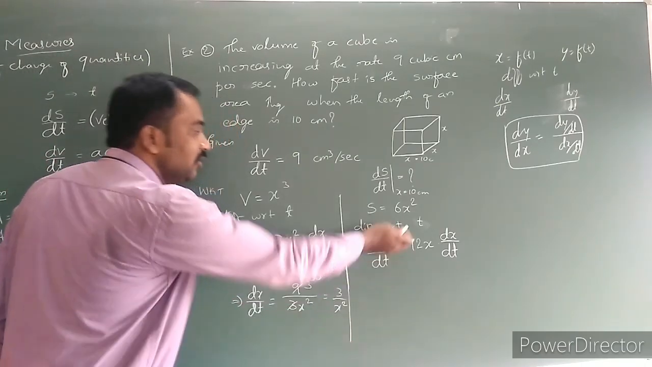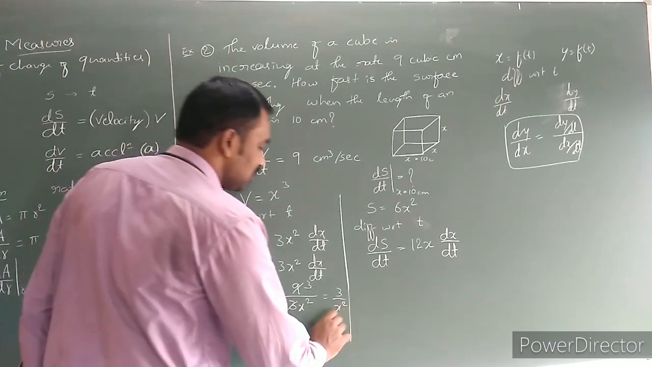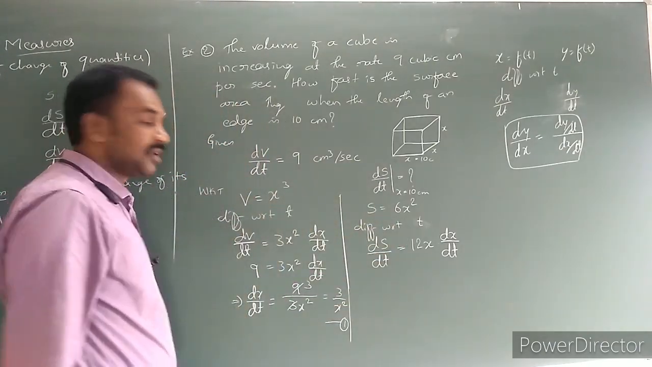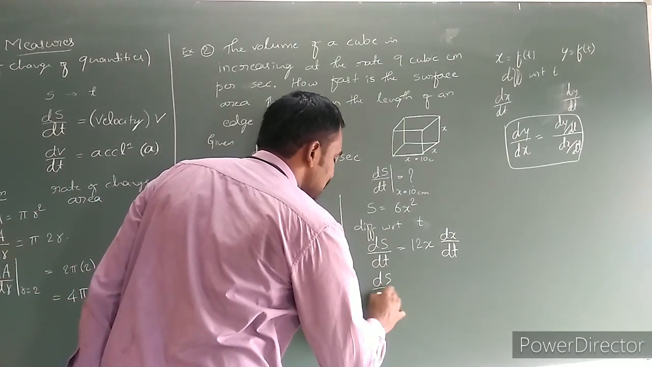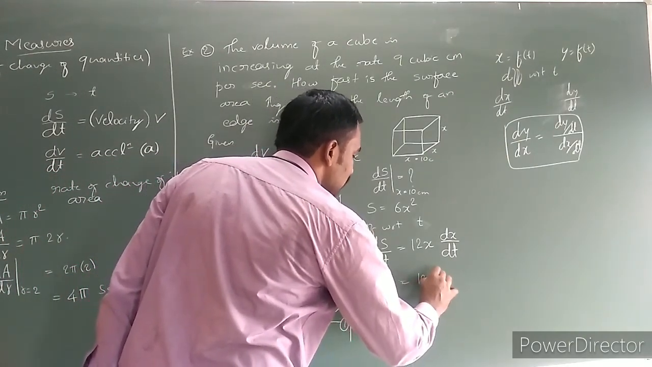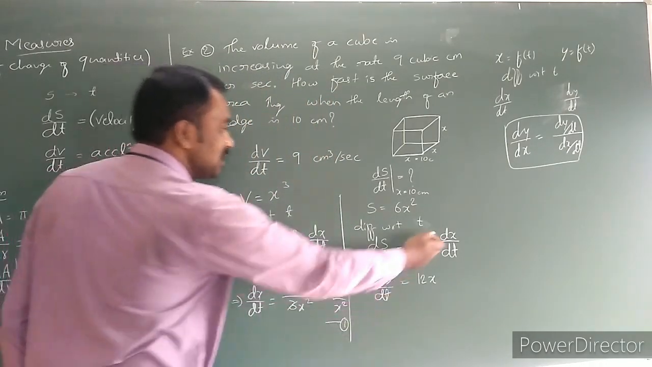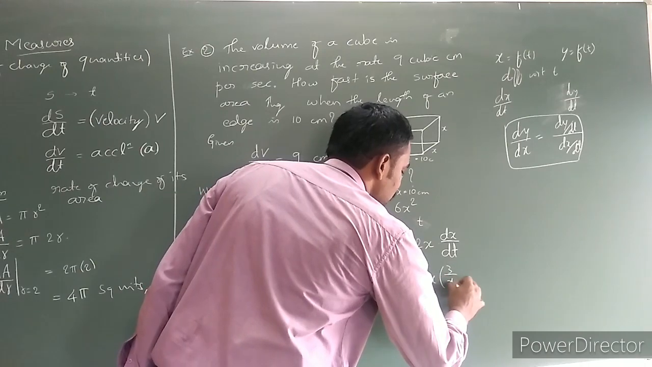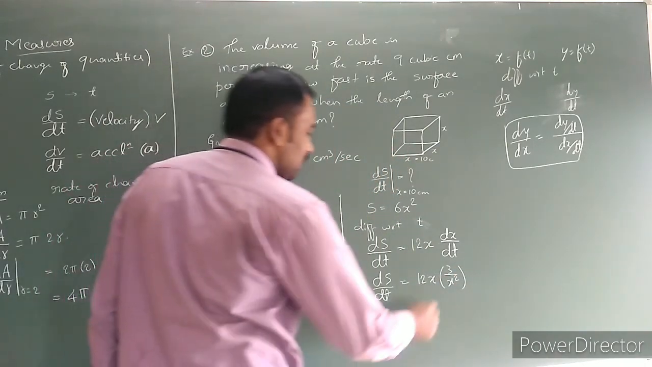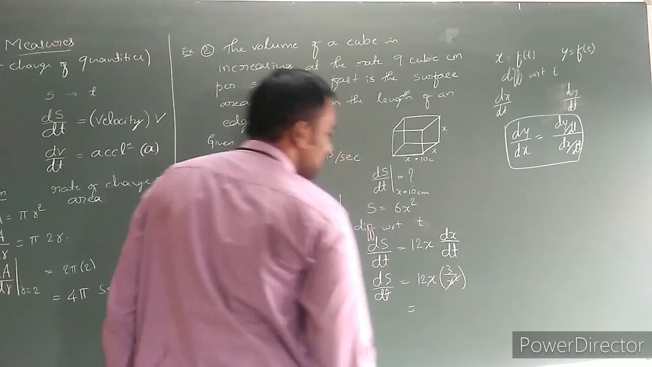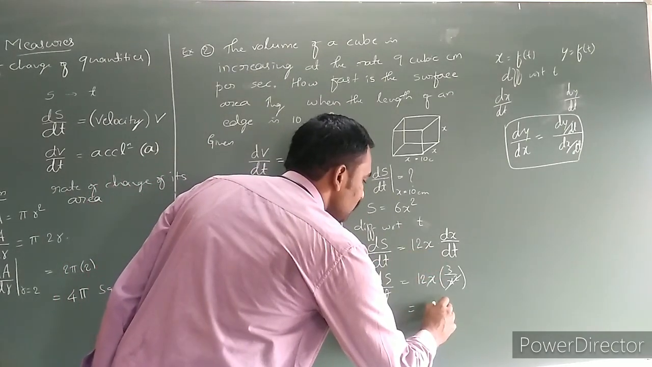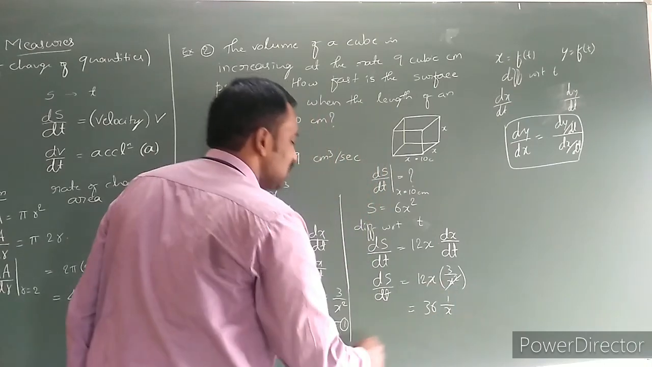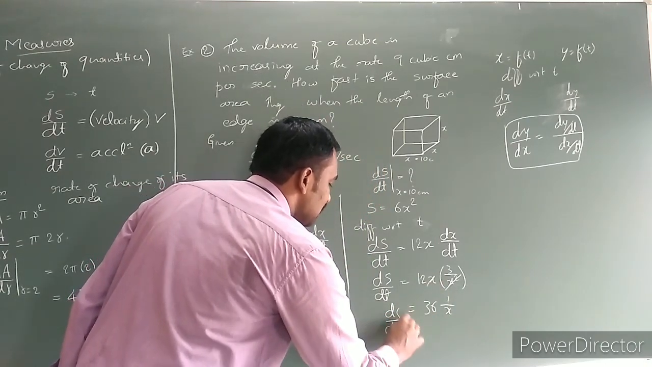So using this value here, what will we get? Or else we can call this equation number 1. From equation number 1, ds by dt is equal to 12 into x into dx by dt. What is the dx by dt? 3 divided by x square. Simplify. The x on the one side and x square can cancel. 12 times 3, that is 36, into 1 divided by x. So this is the ds by dt.